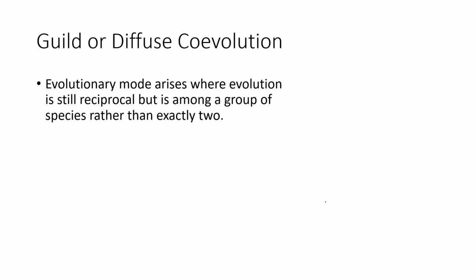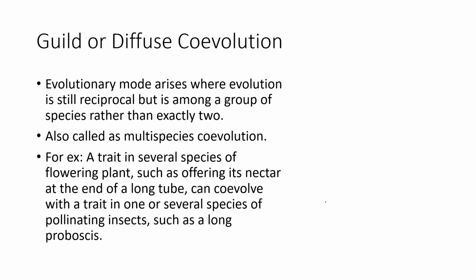And the other part of coevolution is diffuse coevolution, where there is multi-specific interaction, where one specific individual coevolves with multiple groups. It evolves with one particular species, but it has an adaptation that is variable and can be utilized for multiple species as well. So it is also called multispecies coevolution.